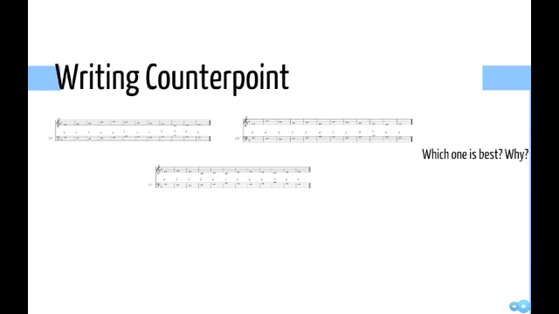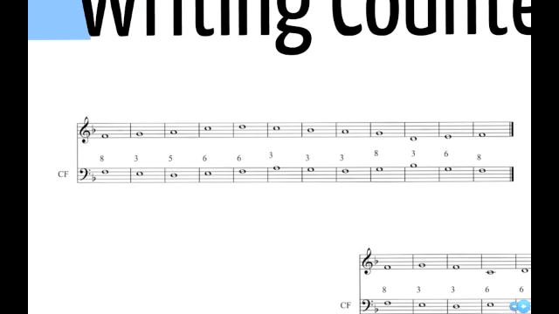So here they are together, a bit small, but I guess, what do you think? Which one is the best? Why? What's wrong with the other ones? I'm very curious to hear what you think. So pause it now if you don't want to know my opinion yet.